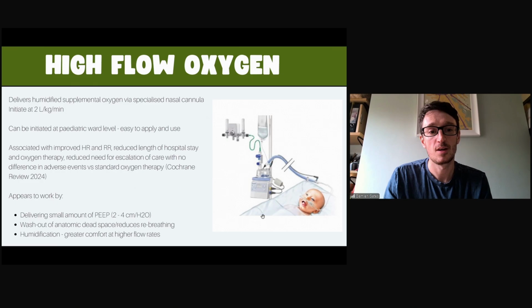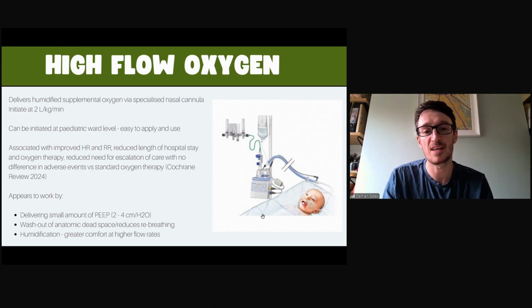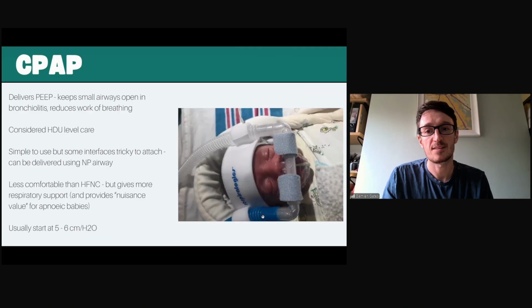How does it work? Probably delivers a small amount of PEEP, 2 to 4 centimeters of water, helps to wash out the anatomic dead space. If you've got a baby who's breathing really quickly and has airway obstruction, they're going to be rebreathing a lot of those gases. So it helps wash those out with oxygen, and it humidifies, so it's better comfort at greater flow rates. CPAP, so that's the next step up usually.